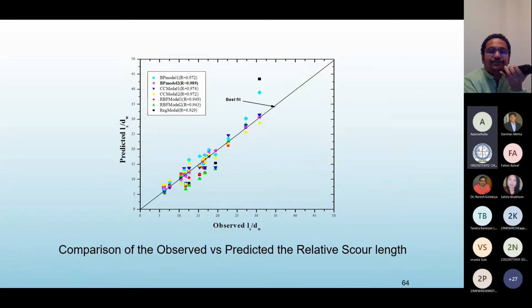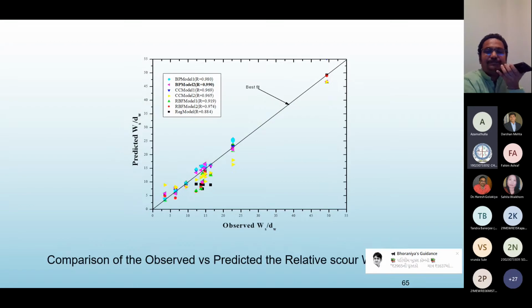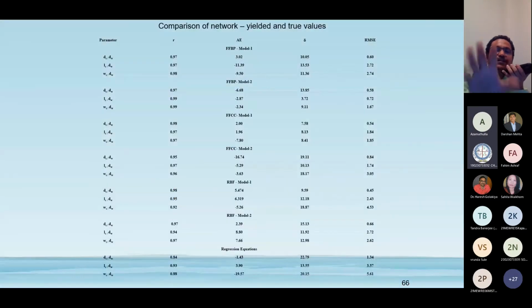Then here you can see evaporation worked very well. Next please, especially model 2. Then width of scour, that's also improved. Only for depth of scour, cascade correlation improved much better. Next please. Okay, these are the results.